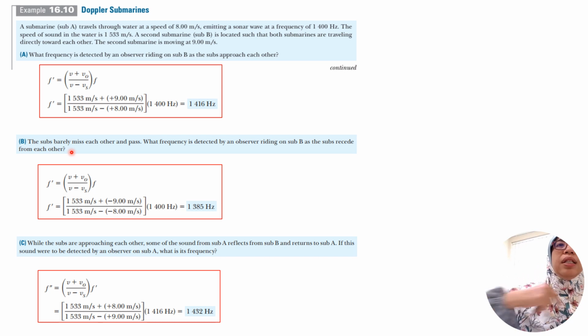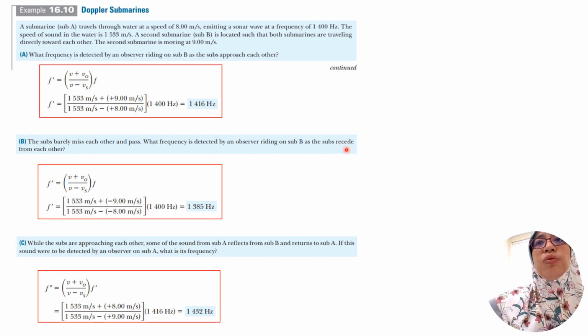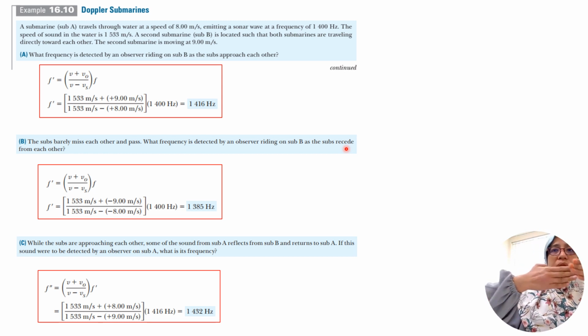Instead, they just bypass one another and pass one another. So what frequency is detected by an observer again on the same sub as the subs recede from each other? Receding means passing away, moving away. So it's like that. In this manner, you will have noticed that both are travelling away from one another.